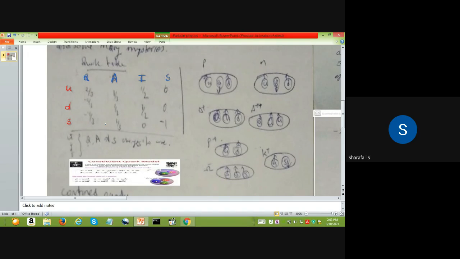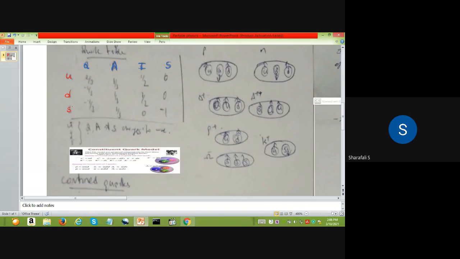So yes, strangeness. So this is the strangeness. Here we have Q, which is the charge, with A, which is the baryon number. Then we have isospin, then strangeness. Here we have up quark, down quark, and strange. This is the quark, and this is the value of the strangeness quantum number.